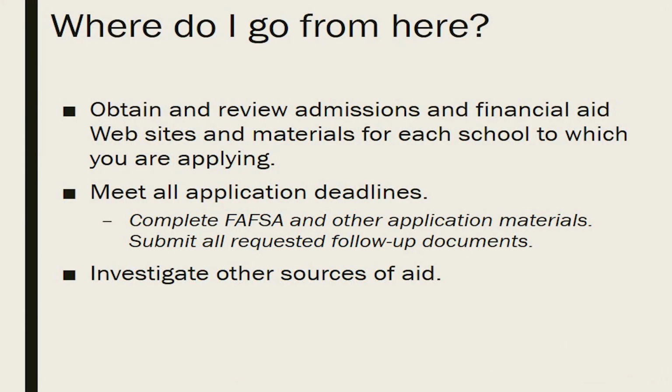So where do you go from here? You're going to need to obtain and review admission and financial aid website and materials for each school to which you're applying. You need to meet all application deadlines. Complete the FAFSA and other application materials and submit all requested follow-up documents. And it's a good idea to also investigate other sources of aid that might be out there.